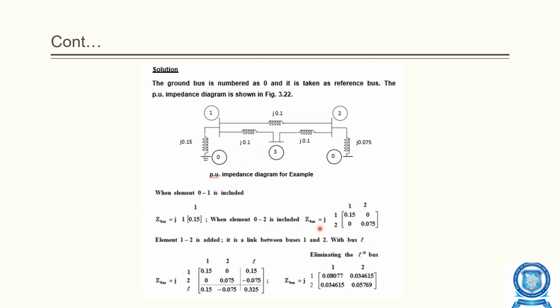So that is the Z bus. Next, from 1 to 2 you have the next element. In each and every step, each reactance value is added to frame the Z bus. So element 1 to 2 is added. While adding 1 to 2, you will be getting this matrix. So Z bus is equal to j times of the matrix. Each element is added for each step.